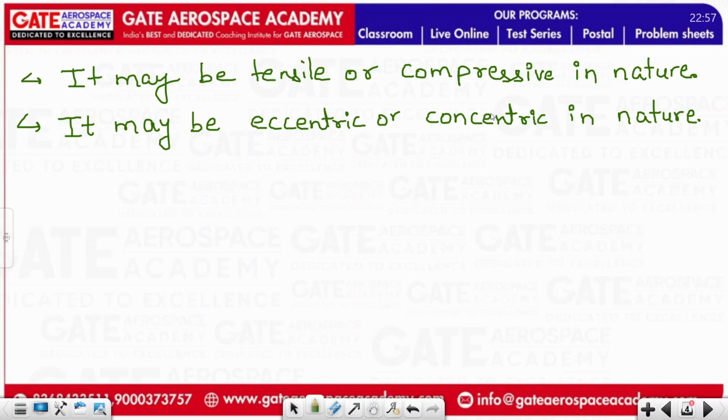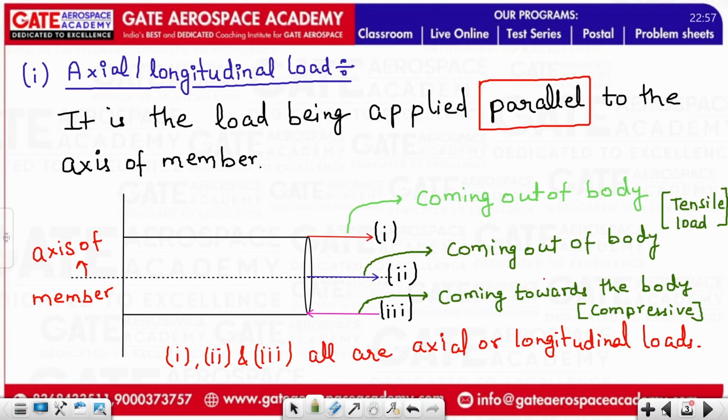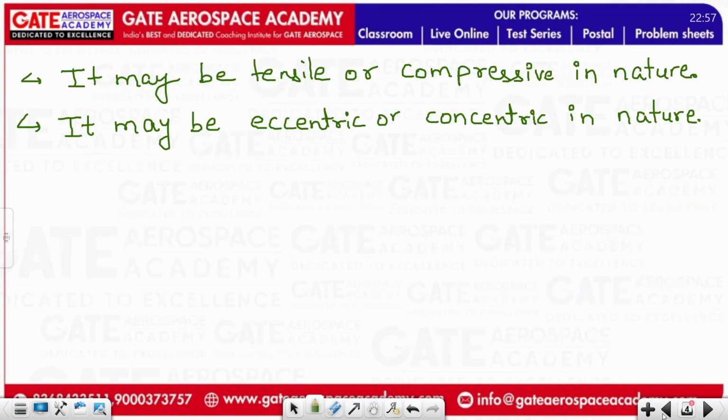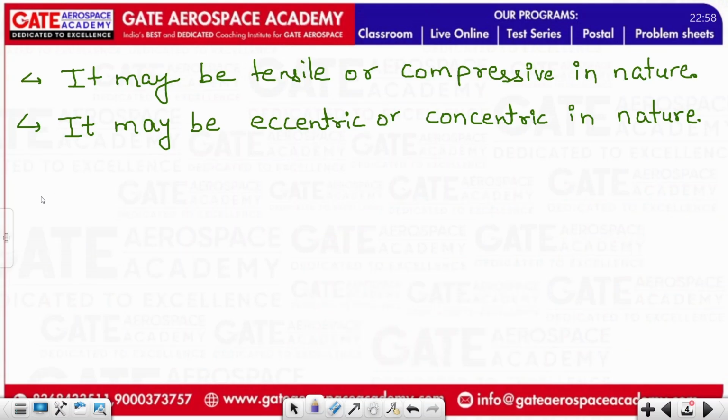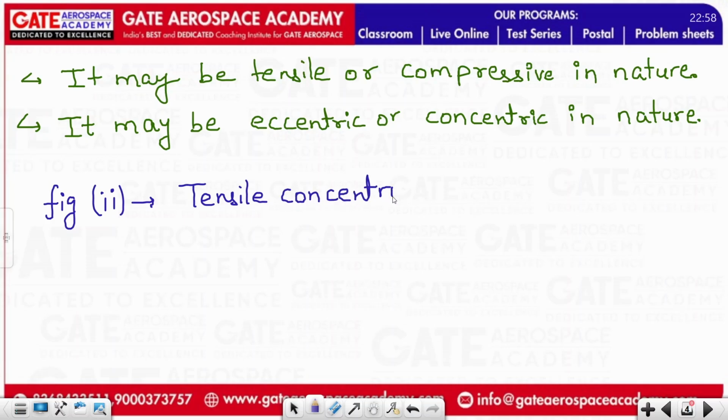Okay, so there are various possible cases, like we can say that case number 2, figure 2, is your tensile load, your tensile concentric load. So it is passing through the center. Okay, concentric load. We will understand about that.